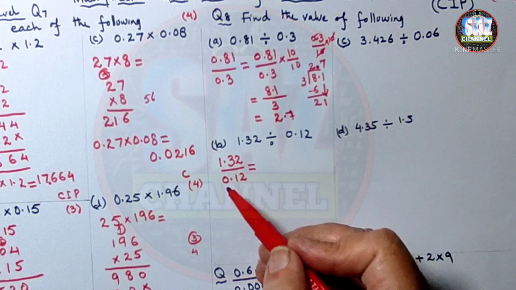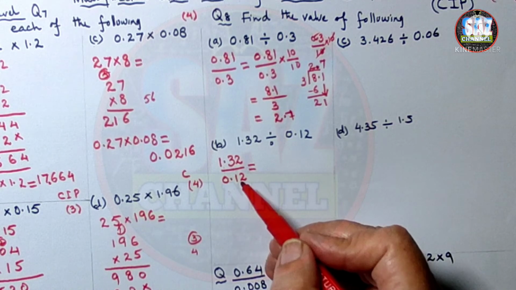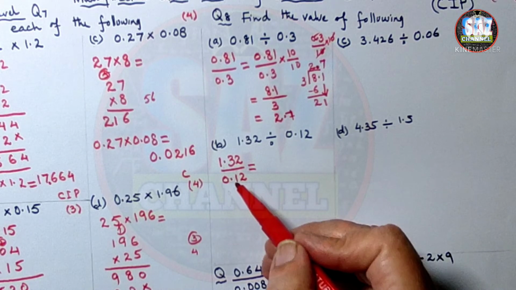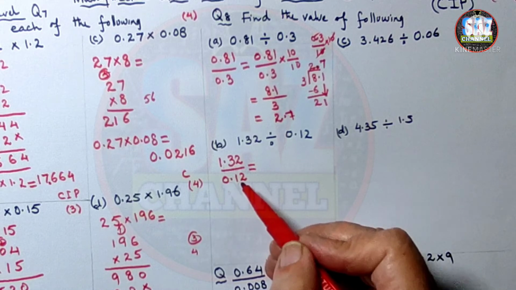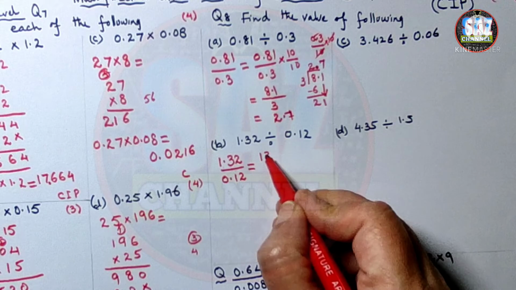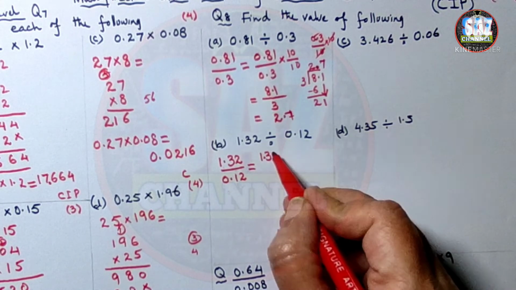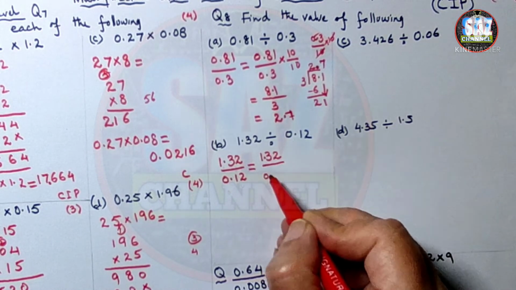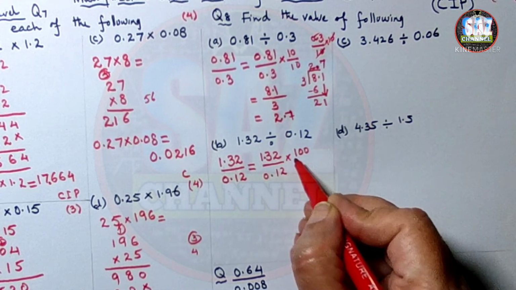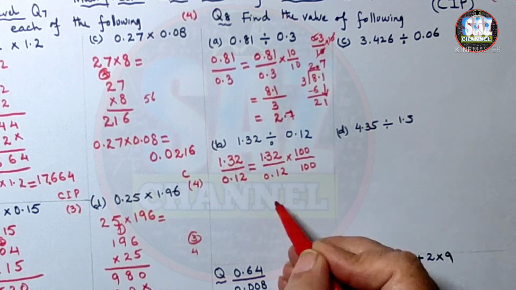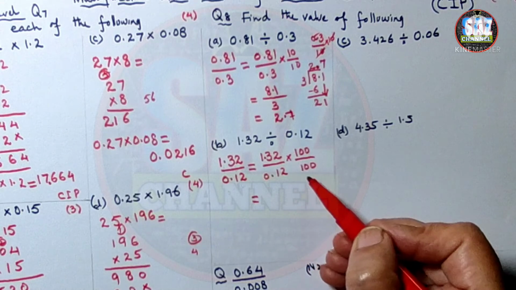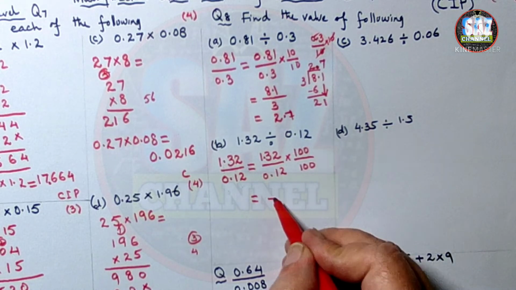Here the question has 2 digits after the decimal, so I have to multiply this denominator by 100, and when I am multiplying the denominator by 100, I have to multiply the numerator as well. This will become 1.32 divided by 0.12 multiplied by 100 upon 100. Now look, when I multiply 0.12 by 100, it will become 12 only.